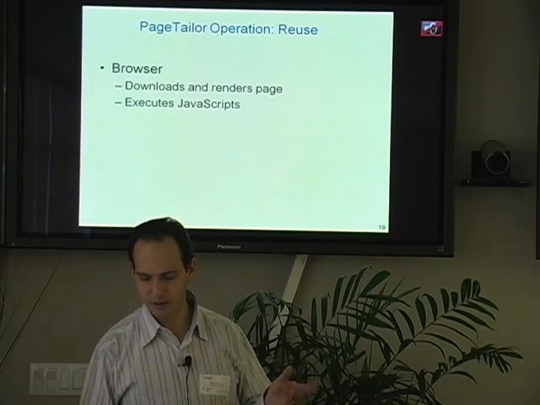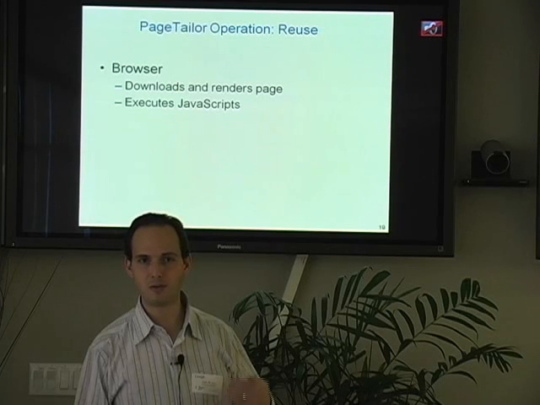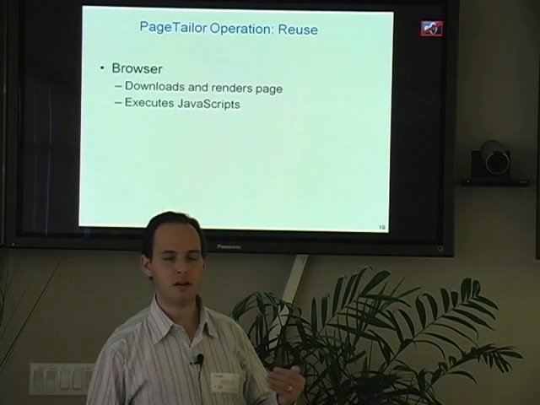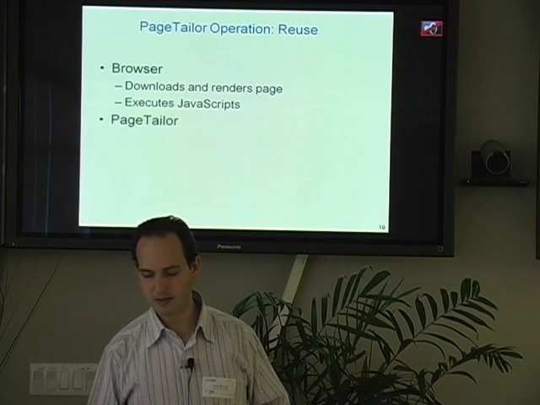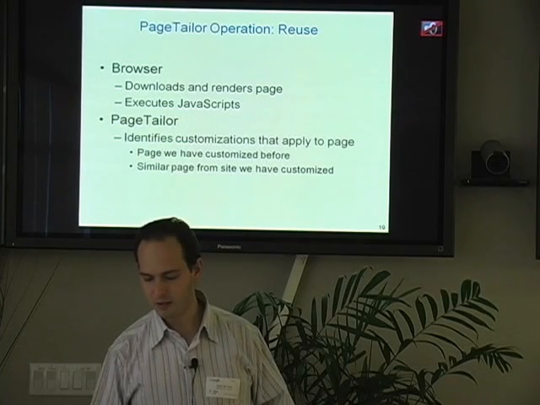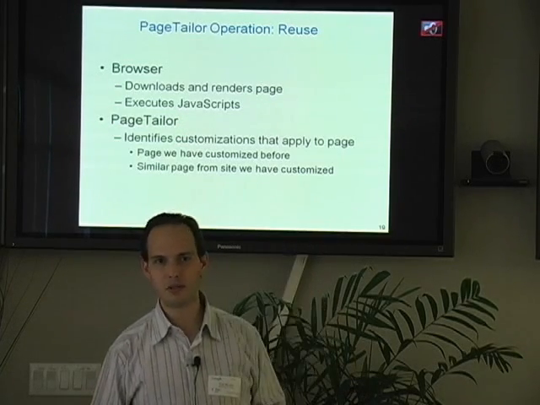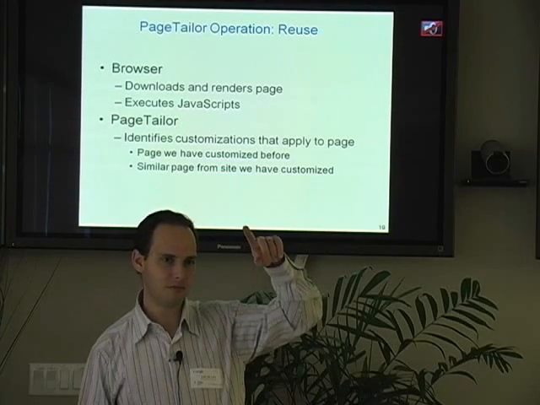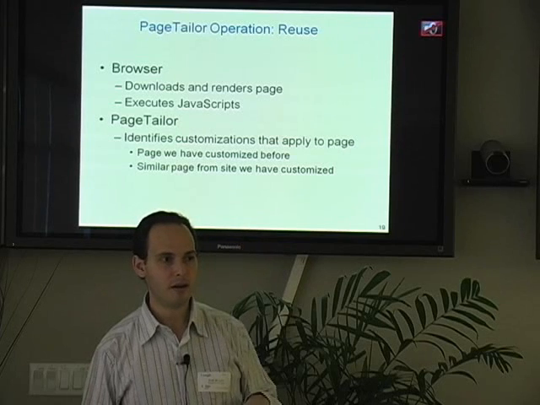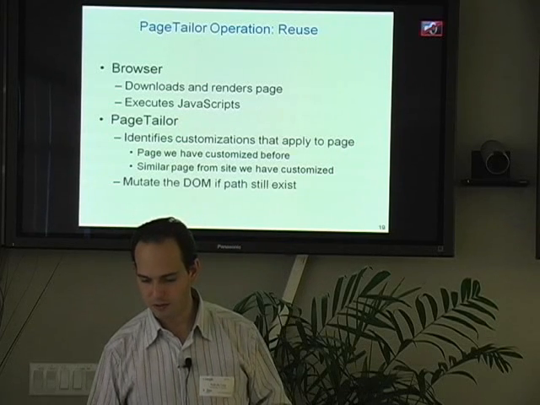How does it work? Well, next time you go to the same page, we download the page, we render, we execute all the JavaScript that might be in that page, and after that, PageTailor executes. And what it does, it basically tries to look for these paths of the content that you modified. And if it figures out that the path is still there, it then applies the modification.